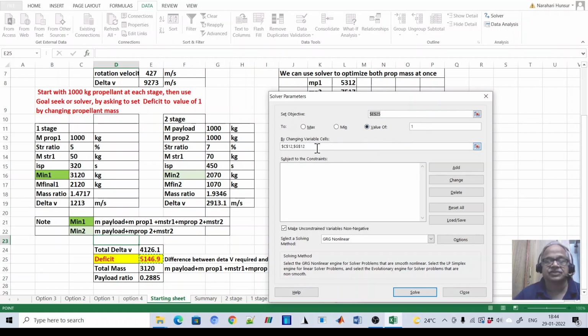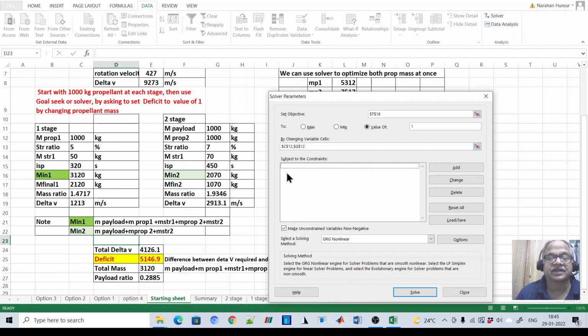In this case, let me zoom it a bit. It doesn't seem to zoom well, but it doesn't matter. So what I am saying here is I am going to change the propellant mass of the first stage and the propellant mass of the second stage simultaneously. Okay, and I am going to add a constraint.